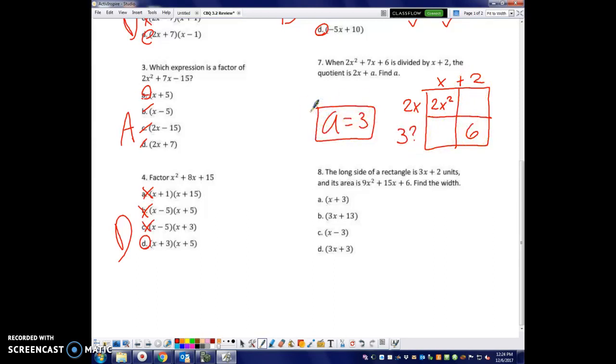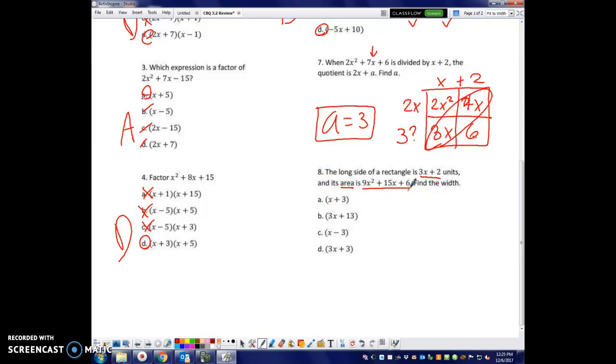Now you can double check it. 3 times x is 3x. 2 times 2x, that's 4x. Put these together, it makes 7x, which is what they had here, so we did do it right. Okay, that's all you're doing. Write out what you have here, put this one here, figure out what makes that term.